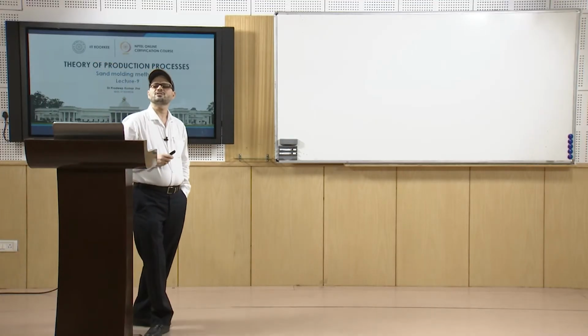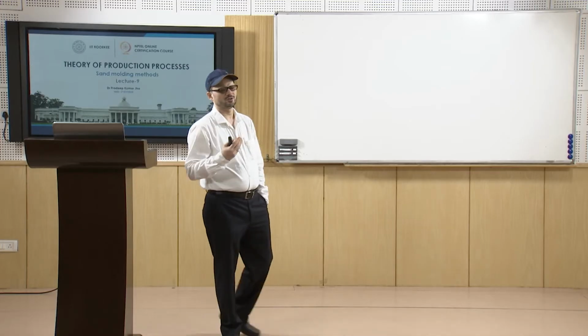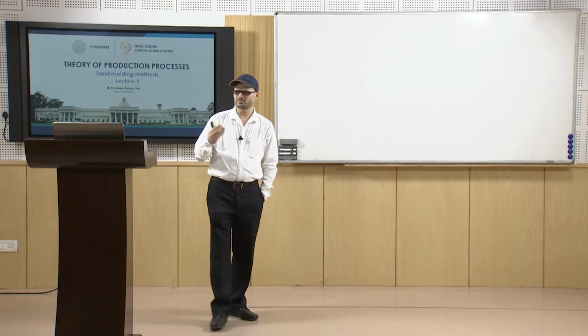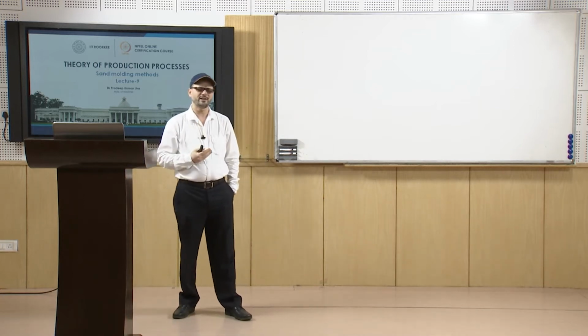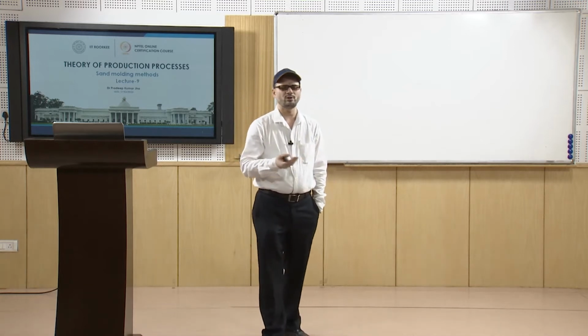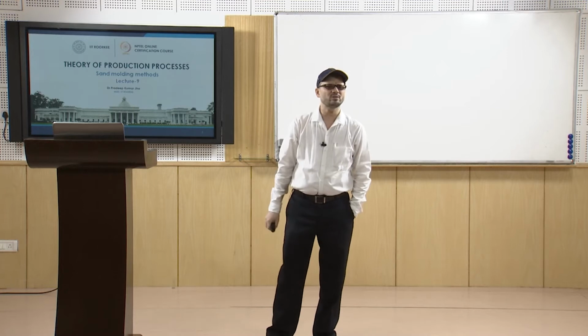Now, we will discuss the classifications of the molding processes. As we discussed, we have sand molding. There we discussed the green strength. Green means you have moisture. So, when you are doing the molding process with green sand, which has moisture in it, it gets its strength slowly as the moisture evaporates once the liquid metal is poured into the cavity.